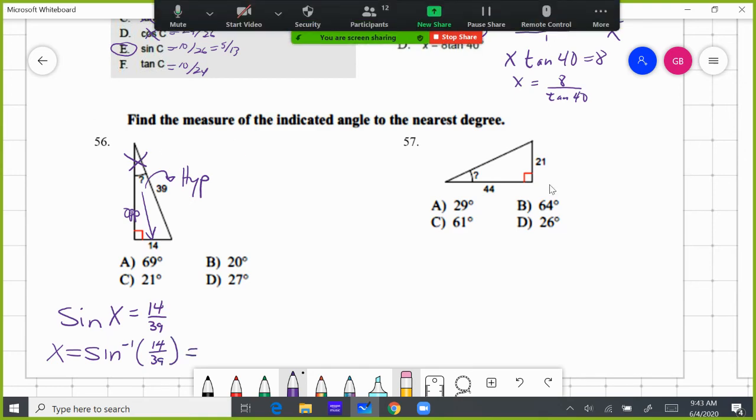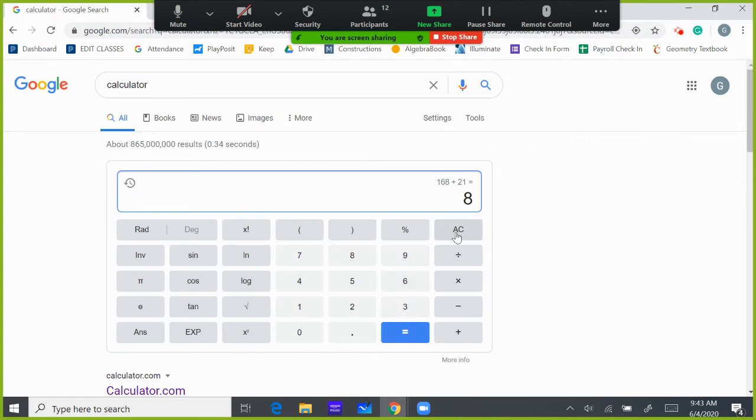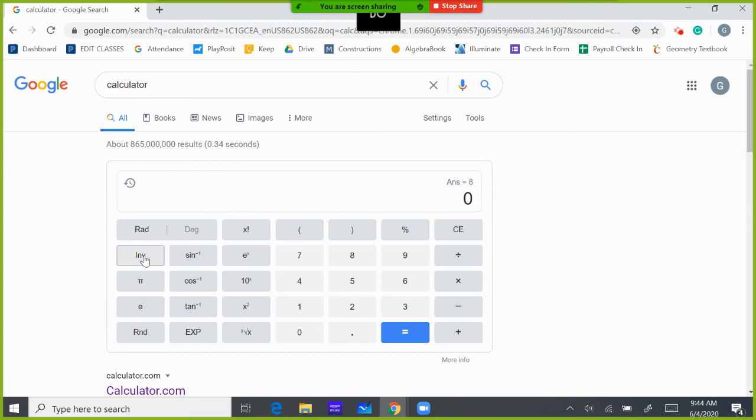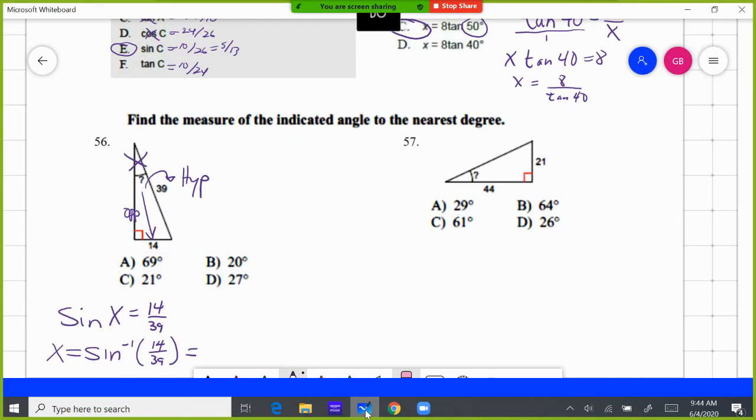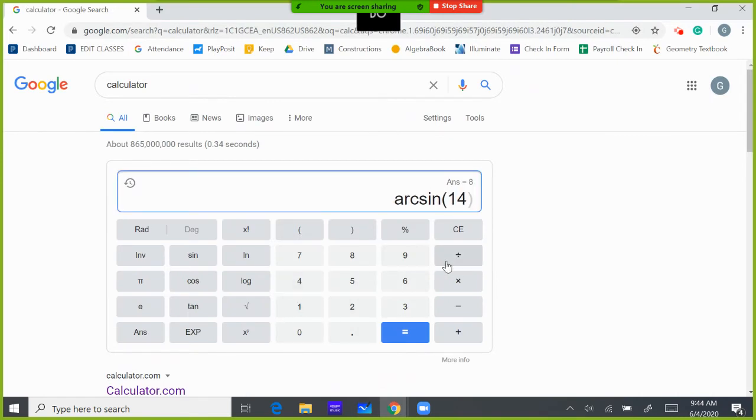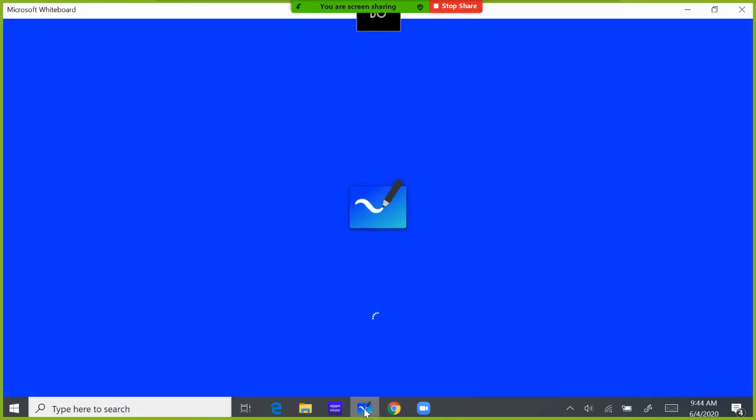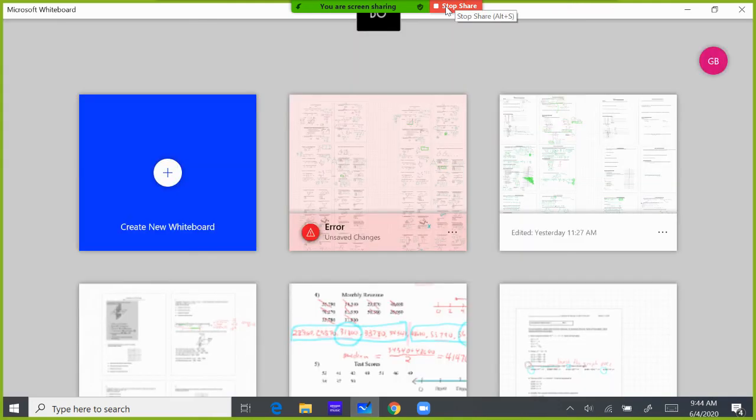Definitely need a calculator for this. So inverse sine of 14 over 39. All right, this thing kind of froze on me. Hold on.